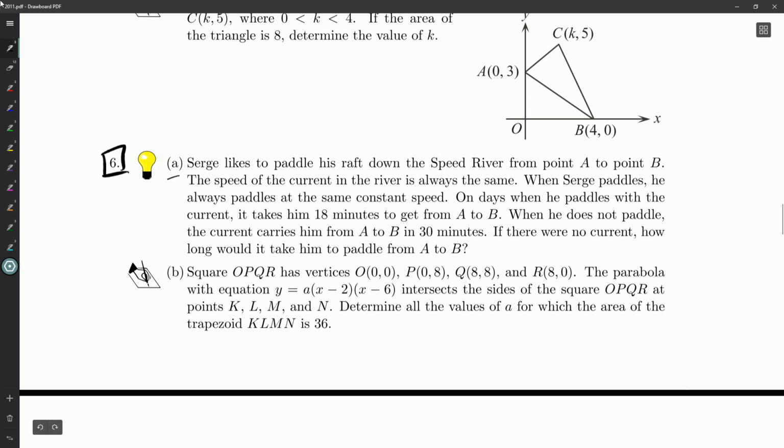So, A part. Serge likes to paddle his raft down the Speed River from point A to point B. The speed of the current in the river is always the same. When Serge paddles, he always paddles at the same constant speed. So we've got same speeds, nothing's variable, nothing's changing.